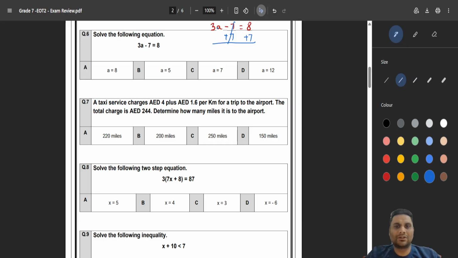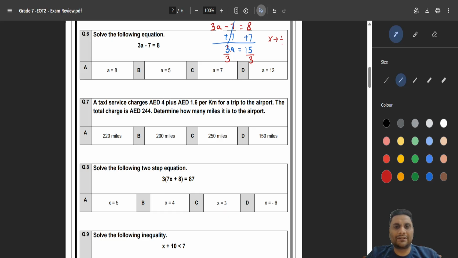7 is gone. It means 3A equal 8 plus 7, 15. Now check. What do I have between 3 and A? I do not see anything, correct? If you do not see anything between the number and the variable, it means there is multiply. And what do I do when I see multiply? I will do divide. So here I will divide by 3 and on the other side also divide by 3.